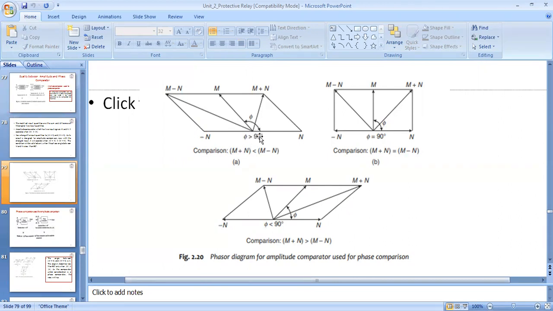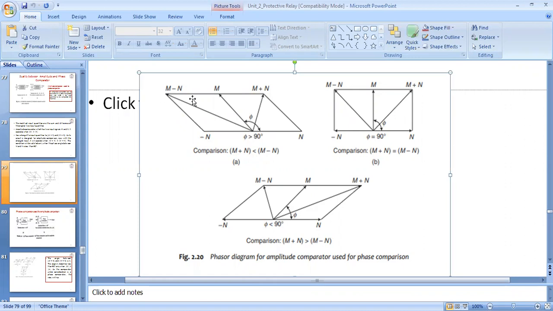So here you can see M, N. Using this M and N, we will be getting M plus N and M minus N. In this case, when compared to M plus N, your M minus N is greater. But the comparator will give output when M plus N is greater than M minus N.